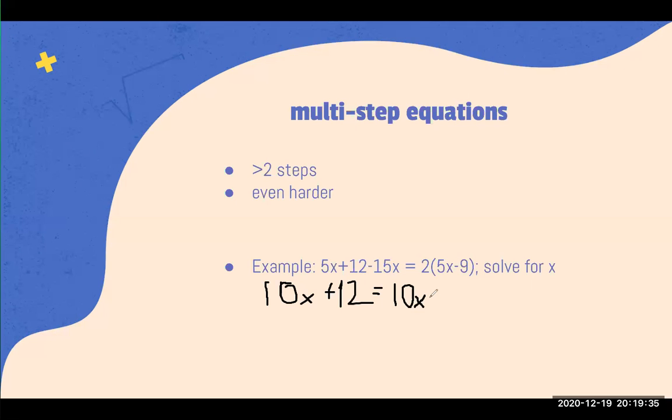Okay, and let's see, minus, so that's negative 9 times 2. That's negative 18. And yeah, that's what we have. That's the first step. Let's go on to the next step.